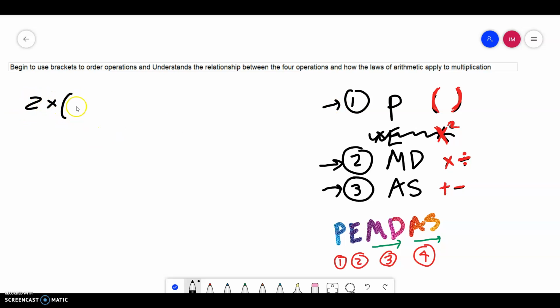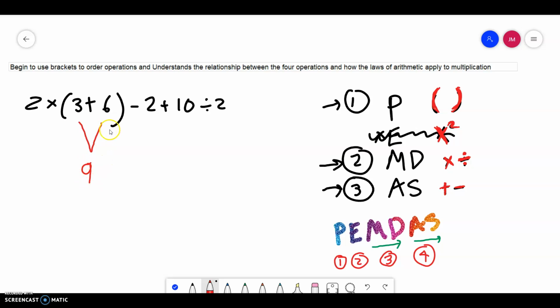2 times parentheses 3 plus 6, minus 2 plus 10 divided by 2. Okay, so the very first part of this problem which we should do, according to PEMDAS, the order of operations: parentheses, anything inside of a parentheses we should do first. 3 plus 6 equals 9.